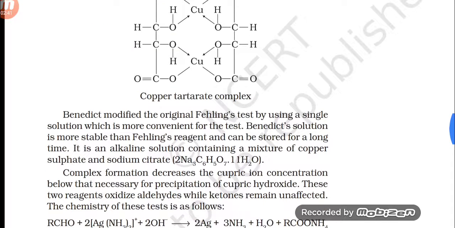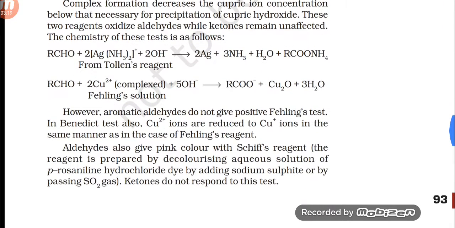Benedict modified the original Fehling's test by using a single solution, which is more convenient for the test. Benedict's solution is more stable than the Fehling's reagent and can be stored for a long time. It is an alkaline solution containing a mixture of copper sulfate and sodium citrate, and its molecular formula is 2Na C6H5O7.11H2O. The complex formation decreases the cupric ion concentration below that necessary for precipitation of cupric hydroxide. These two reagents oxidize aldehydes while ketones remain unaffected.